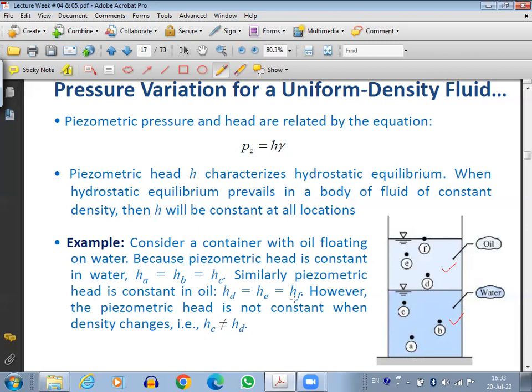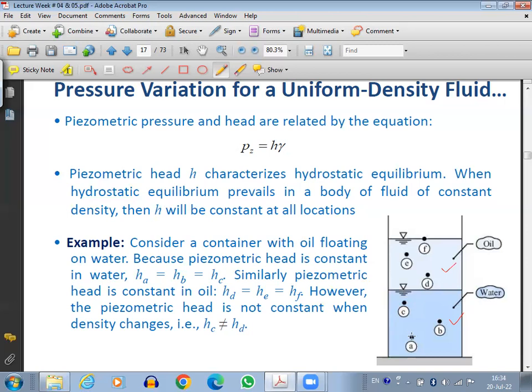Piezometric head is the same, but it should be the same fluid. If the fluid is changing, then it won't be the same, because if the fluid is changing, density will change. Density change means gamma change. But if the density is the same, if the fluid is the same, the gamma value will be the same. So the piezometric head will be the same.